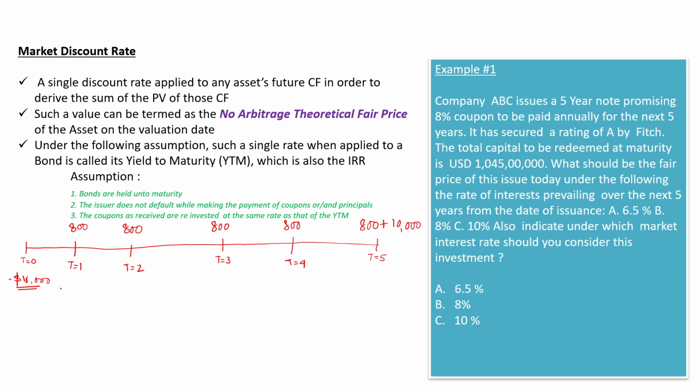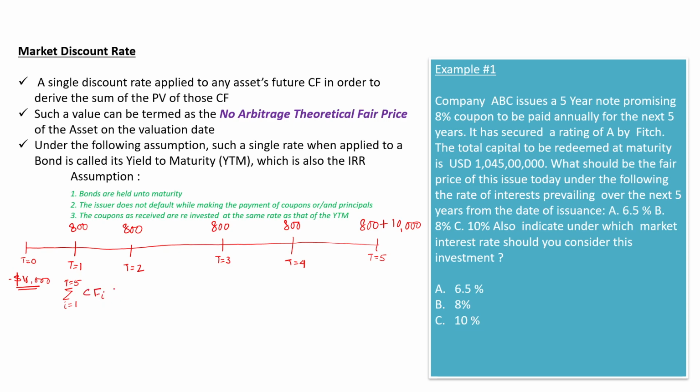Now, let's take the first example, the market interest rate being 6.5%. At 6.5%, if I have to find out the theoretical fair price of this issue, that would be nothing but the present value of all the cash flows that I will be receiving. Am I right? Of all the cash flows that I will be receiving.